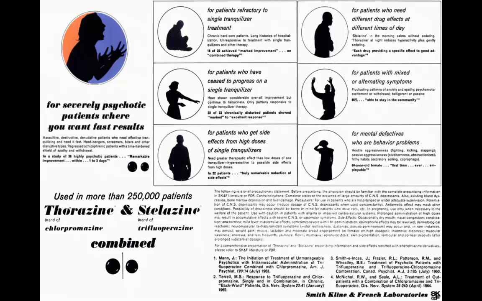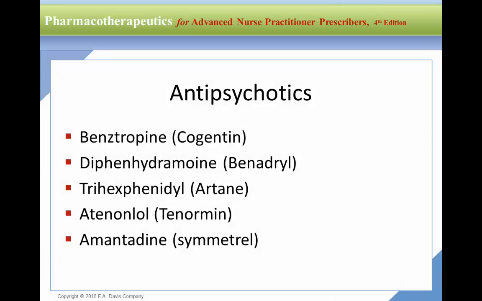This is a study that was done showing that it is best to combine Thorazine and Stelazine for patients that have refractory psychosis and depression, for tranquilizer treatment, for patients who have ceased to progress on a single tranquilizer, or patients that have major side effects with high doses of these medications. So they suggest a combination of Thorazine and Stelazine for severely psychotic patients when you want fast results.